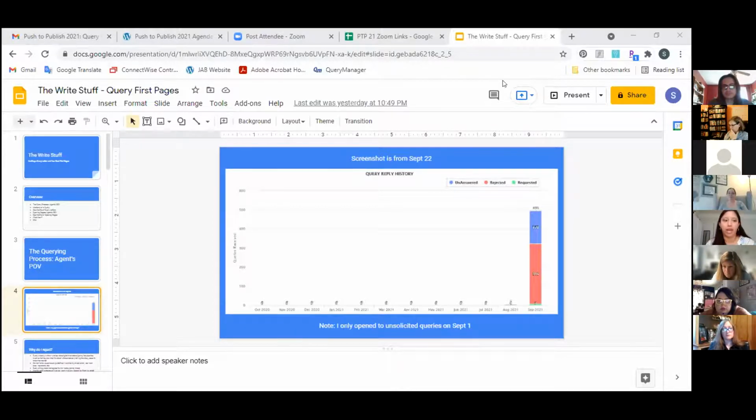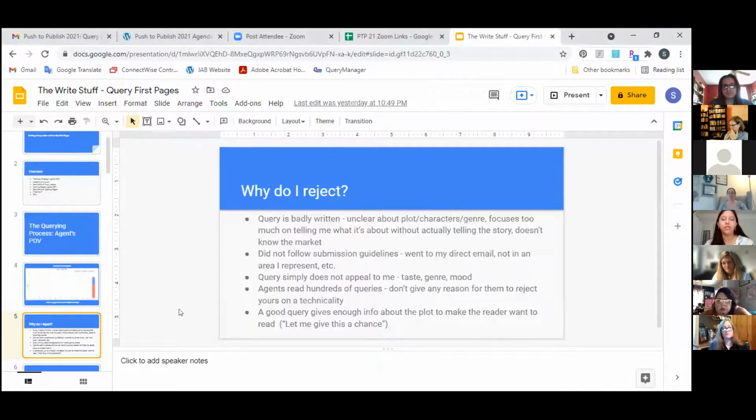So why, out of all those people, did those 2 green people get in when so many of the red people did not? The most obvious reason why I reject a query: it's badly written. It's not clear about the plot, the characters, the genre. Oftentimes people tell me what the story is about without actually telling me the story. You can imagine talking to someone about a TV show and not actually describing the TV show, if that makes any sense.